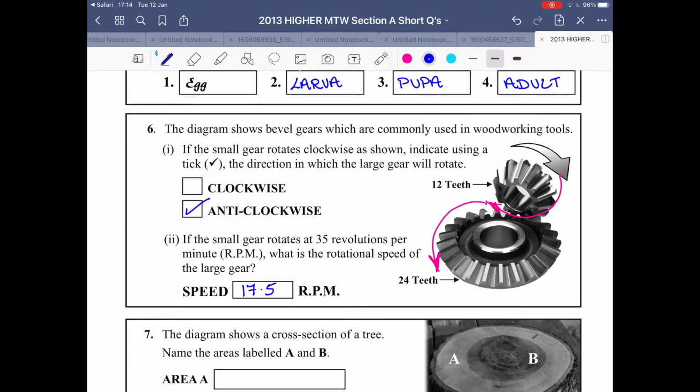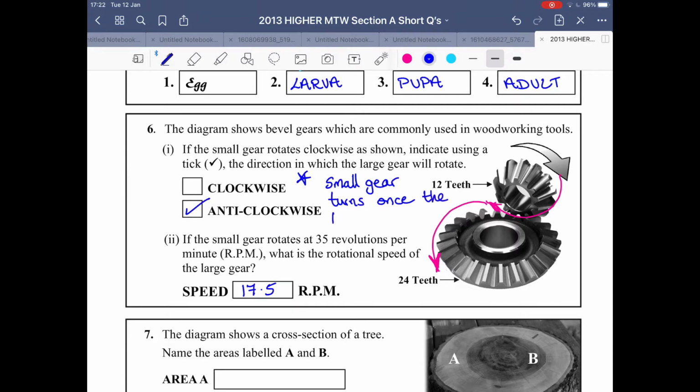It turns it anti-clockwise. Now, the next thing you're asked about is the speed of the gears. If one gear has 12 teeth and the other gear has 24, that means that when the small 12-teeth gear does one full revolution, the 24-teeth gear has only done half a revolution. So therefore, it is going half as fast.